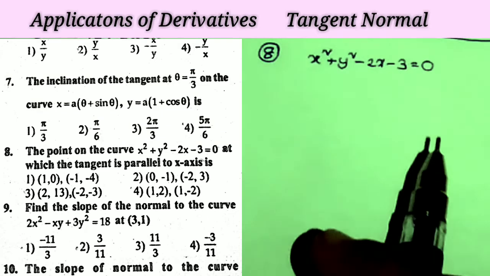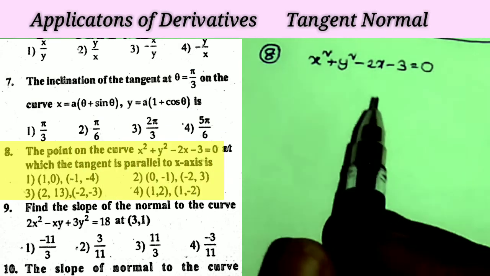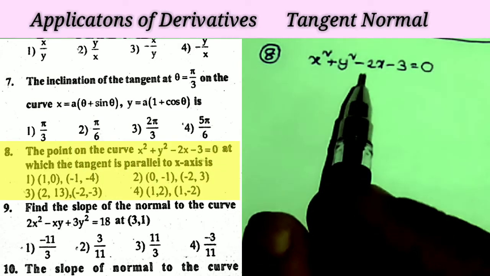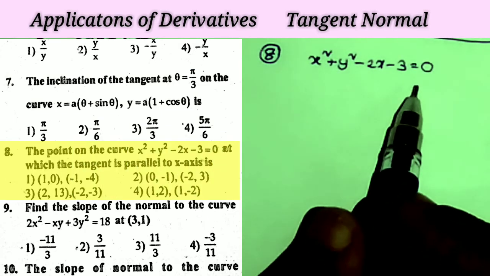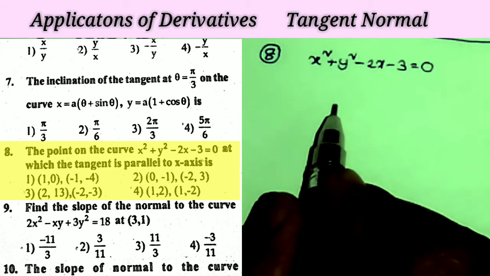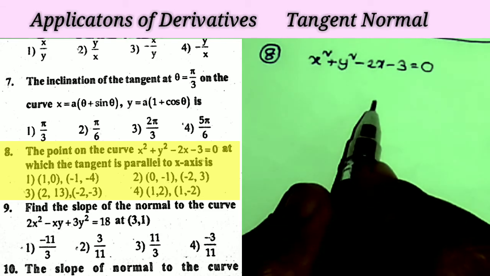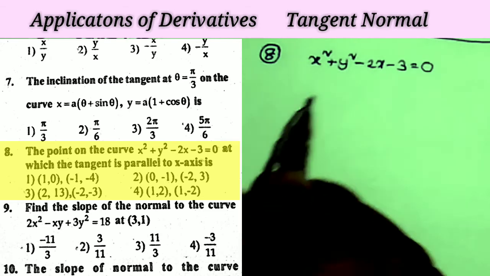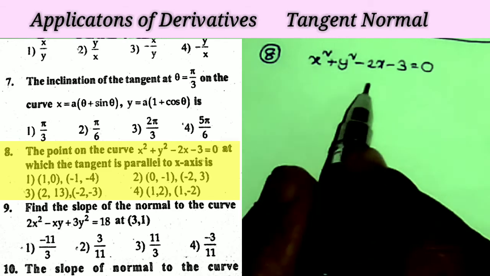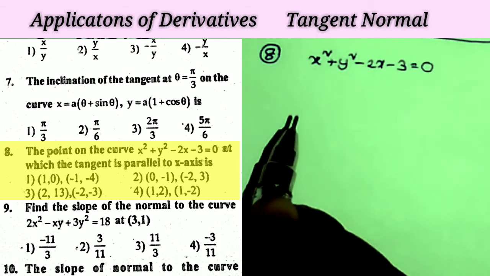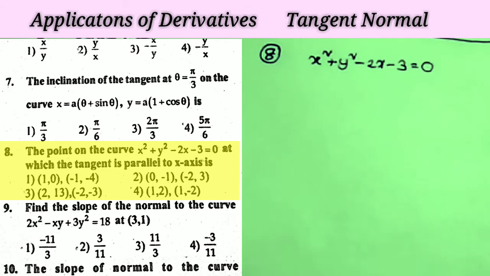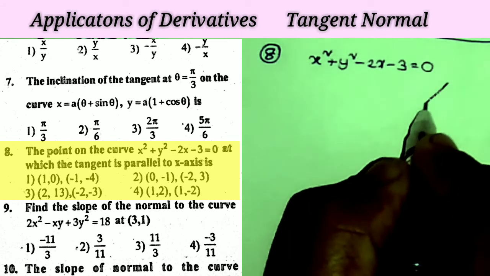Okay. Next question, sum number 8. The point on the curve x square plus y square minus 2x minus 3 is equal to 0 at which the tangent is parallel to x axis. So here the question is the points on the curve. We have to find the points on the curve, and what is the given condition? At which the tangent is parallel to x axis.